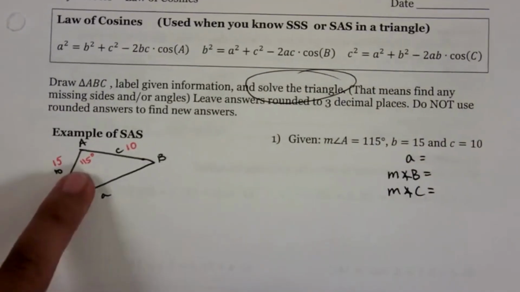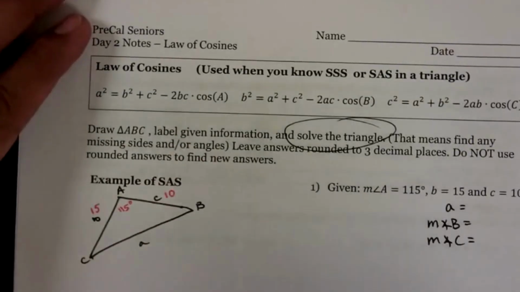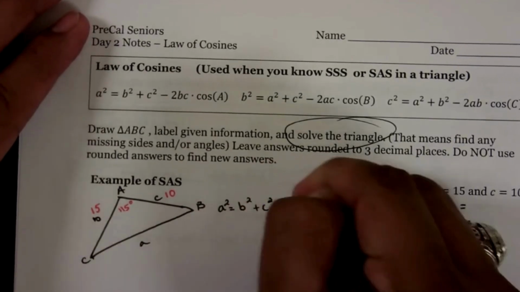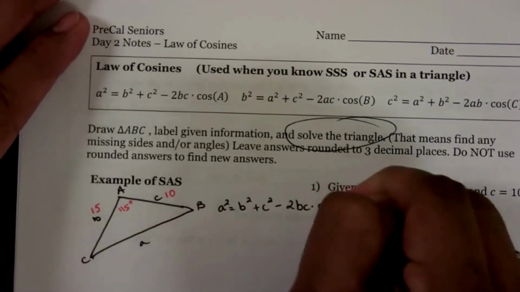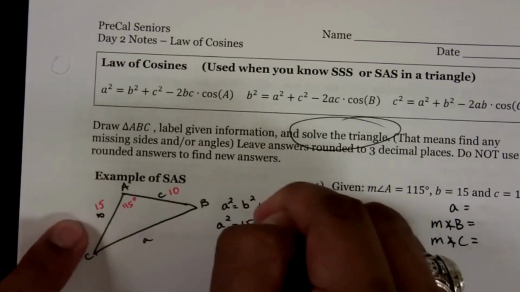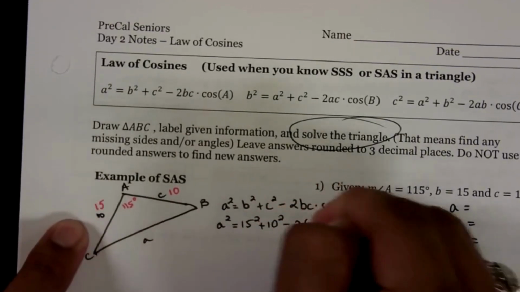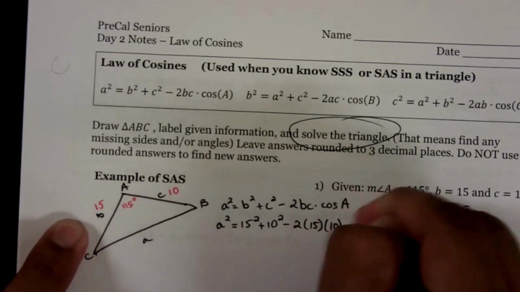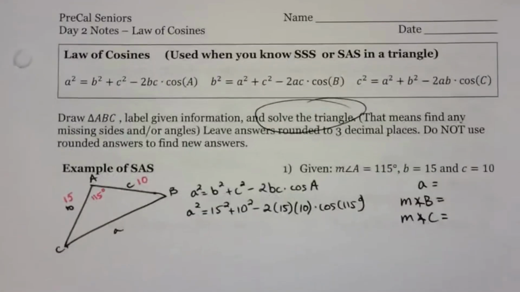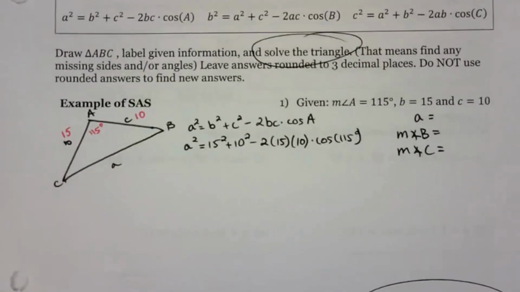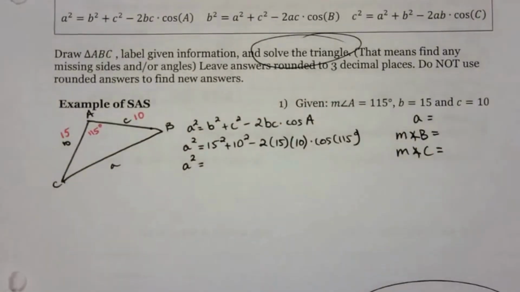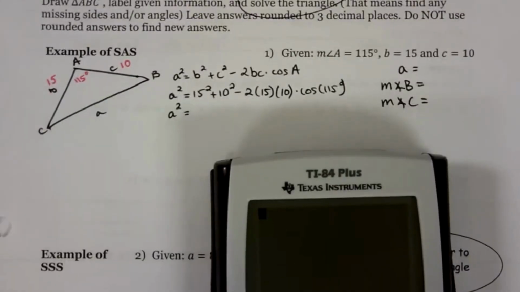Since we're given angle A, we're going to use this equation for law of cosines. So A squared equals B squared plus C squared minus 2BC times cosine of A. So A squared equals 15 squared plus 10 squared minus 2 times 15 times 10 times the cosine of 115. Now at this point you could honestly put that all in the calculator and it can give you what A squared is. But if you make one little mistake in the calculator, you're going to have to retype the whole thing. So let's try to do some work on its own.